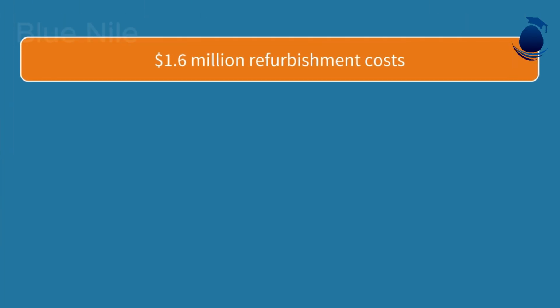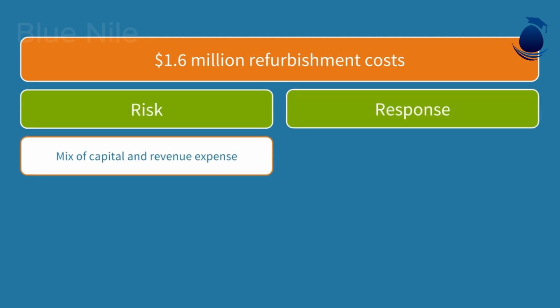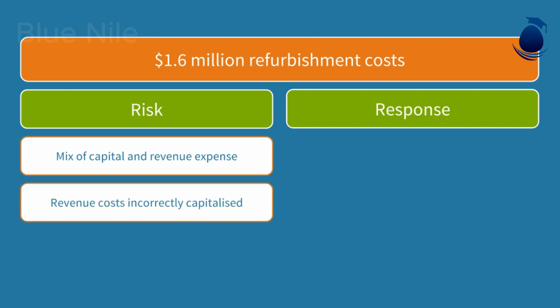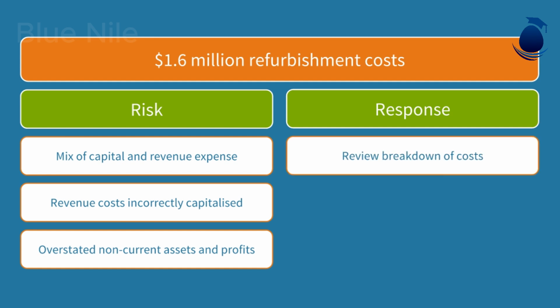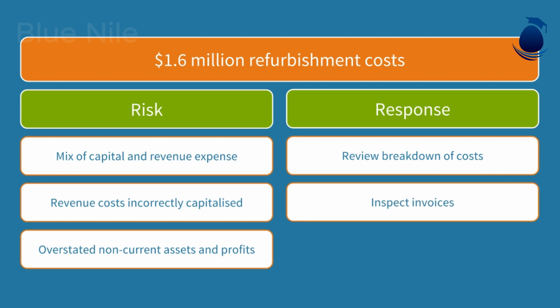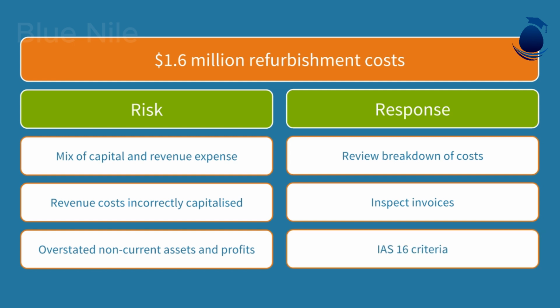The $1.6 million refurbishment costs. These refurbishment costs may be a mix of capital and revenue expenditure. There is a risk that expenses have been capitalized in error, overstating non-current assets, and overstating profit. The appropriate auditor's response would be to carefully review the breakdown of costs incurred and inspect invoices. We need to agree where they have been allocated to ensure capitalized costs fit the criteria of IAS 16.